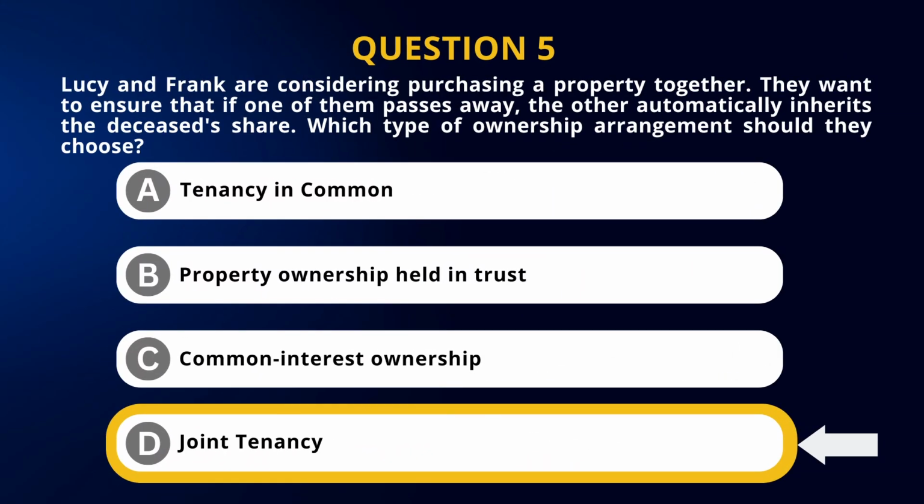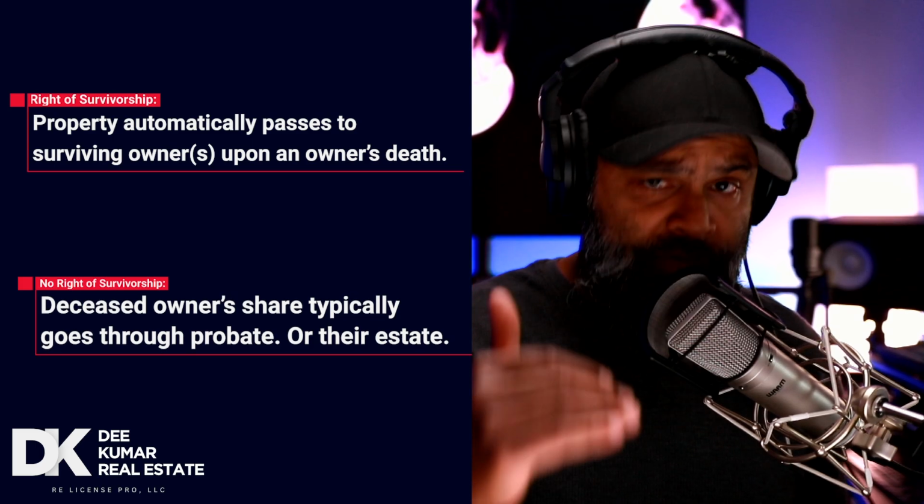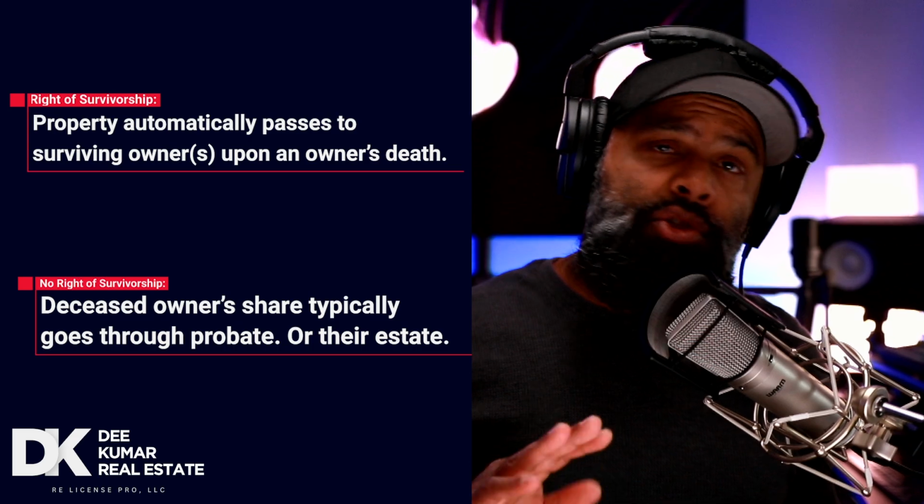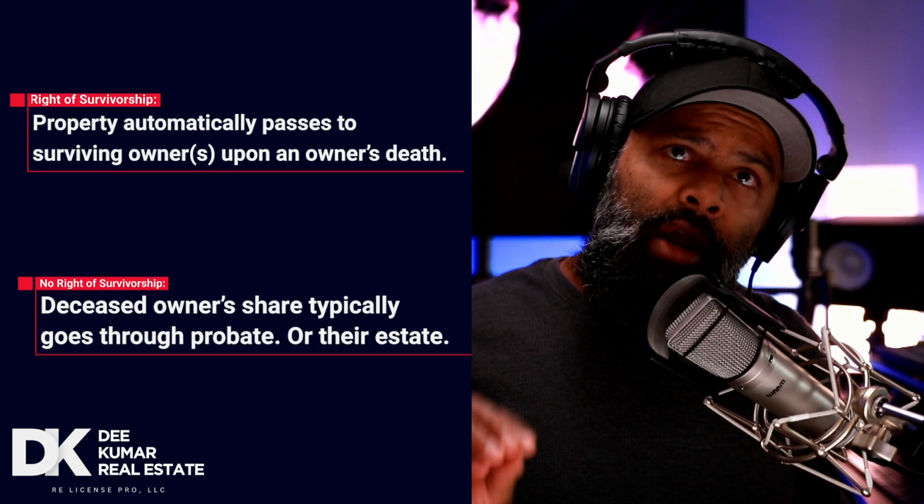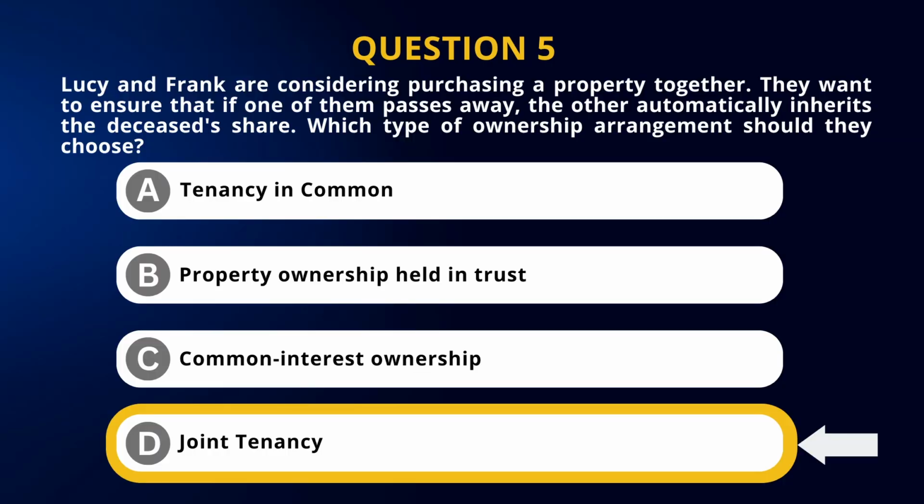Joint tenancies have the right of survivorship. What they wanted in this particular question was to ensure that if one of them passes away, the other automatically inherits the deceased's share. So if I were Frank or Lucy, I would want this right of survivorship. A tenancy in common has no right of survivorship. If they were just two co-owners and wanted their respective shares to go to their respective estates upon passing, then they could choose tenancy in common.